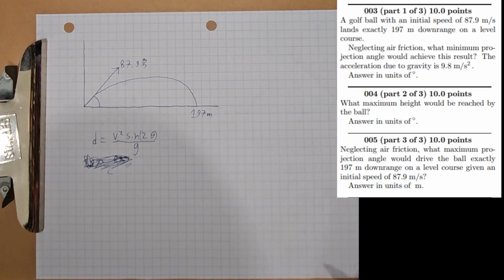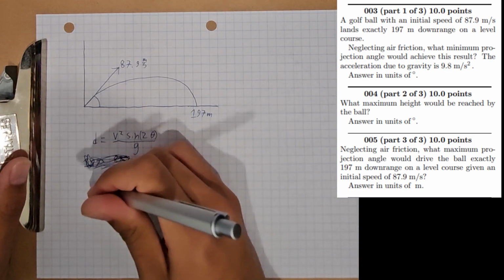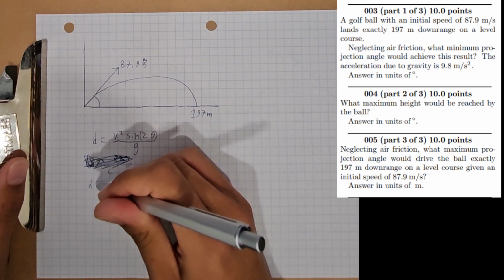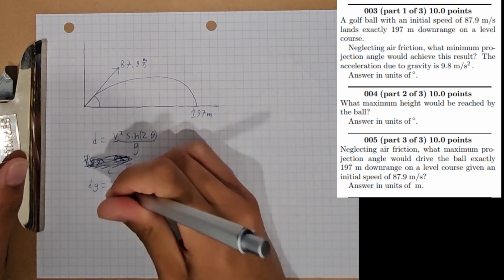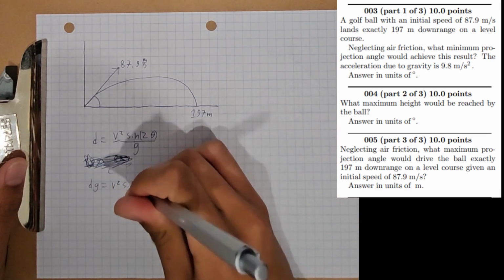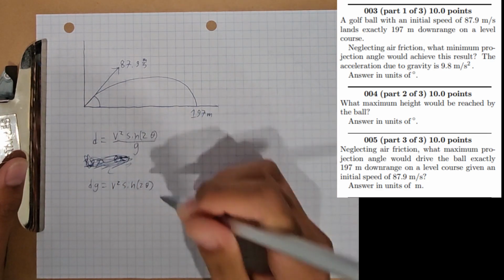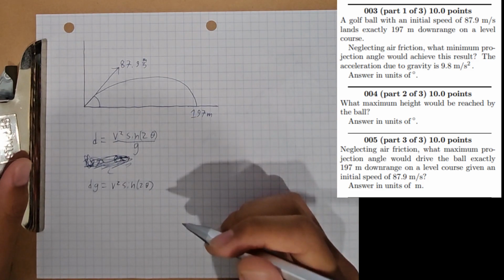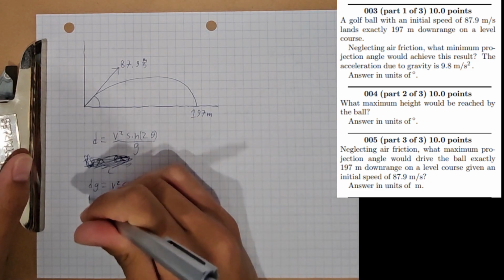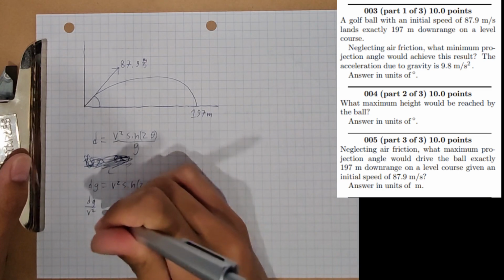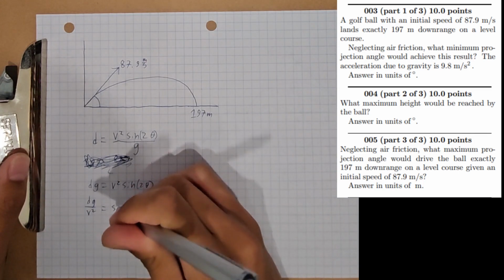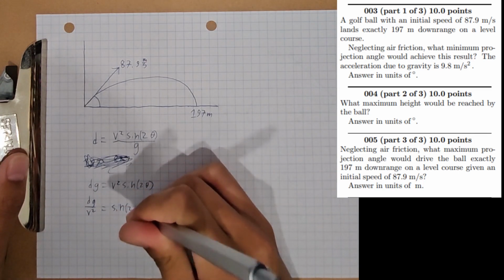So we are trying to solve for theta. To do this, we'll say that d times g is equal to v squared sine of 2 theta. And then we divide by v squared, so dg over v squared equals sine of 2 theta.